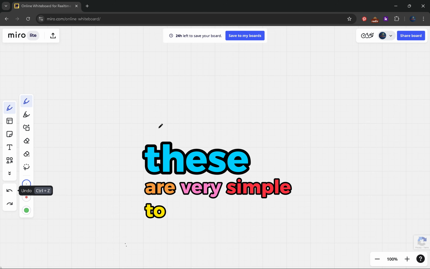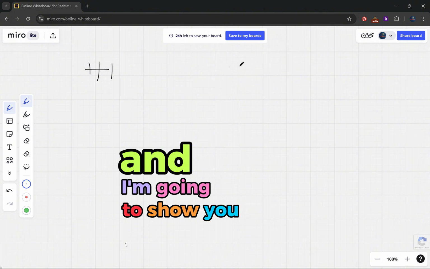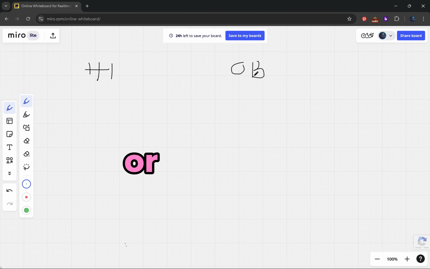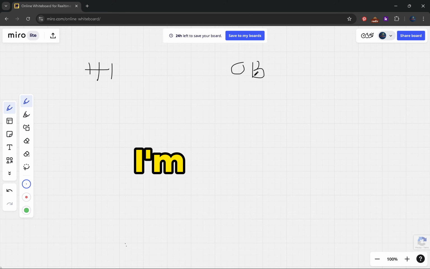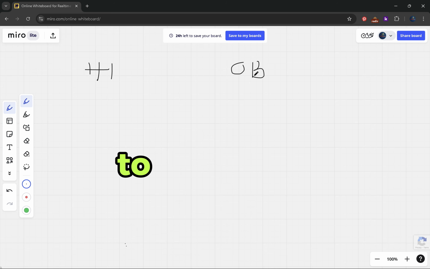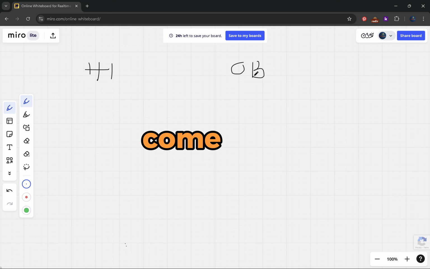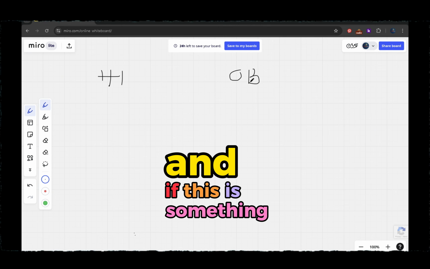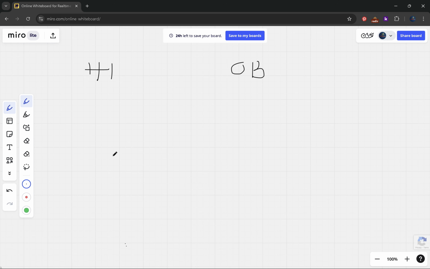These are very simple to trade, right? We're going to be using the H1 time frame, right? And I'm going to show you a strategy based on what? On order blocks, right? I'm going to show you the order block that you have to trade. I'm going to show you everything that you need for the setup, and I'm going to show you the time that you need to be trading this setup and the rules that come with this strategy. So if this is something that you want to trade, please watch to the end.